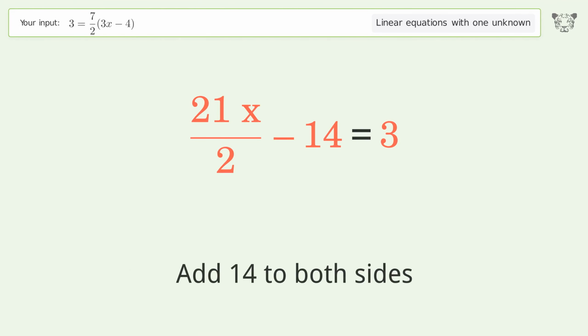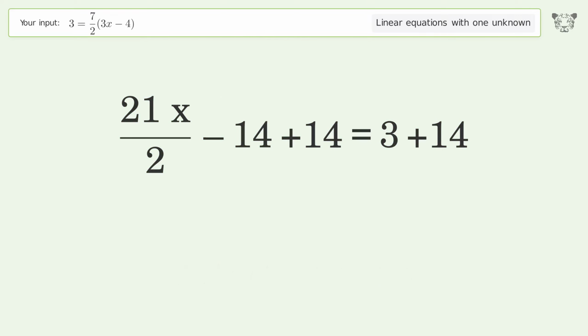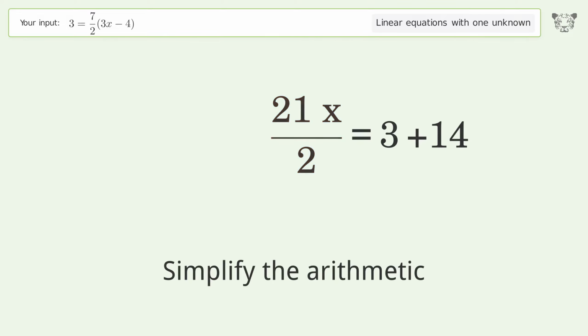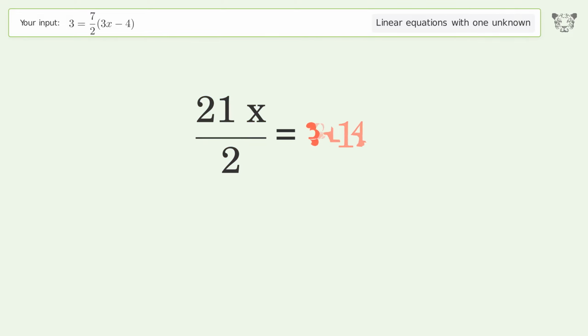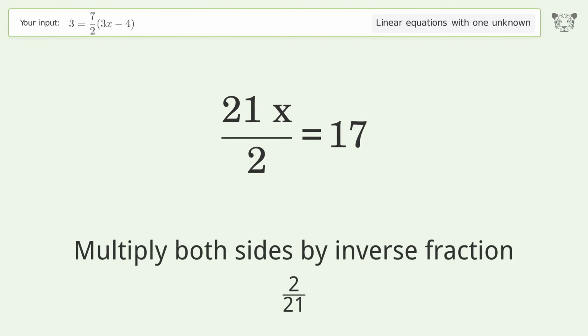Add 14 to both sides. Simplify the arithmetic. Isolate the x. Multiply both sides by inverse fraction 2 over 21.